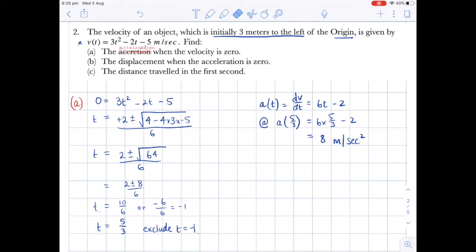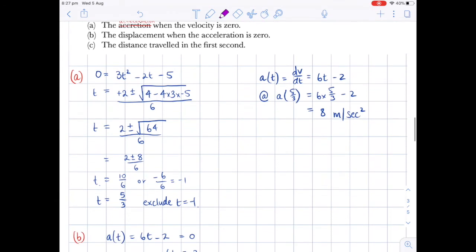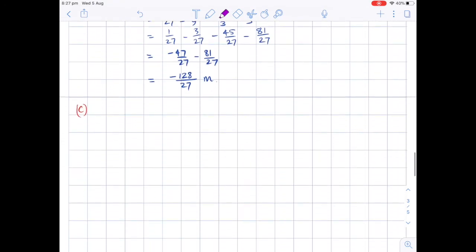So rather than drawing the whole graph, I'm going to try and be a little bit clever here and take some shortcuts. The first thing I know is that it is initially 3 meters to the left, so that means the displacement is initially at -3. The second thing I found is that the velocity is equal to 0 at 5 on 3 and -1. So the velocity is equal to 0 at those points. They will be the turning points for the displacement graph. So I can really draw a quick sketch here.